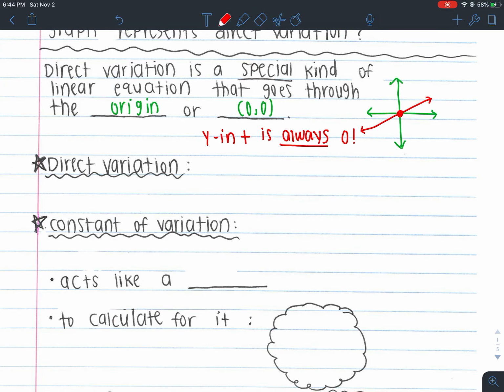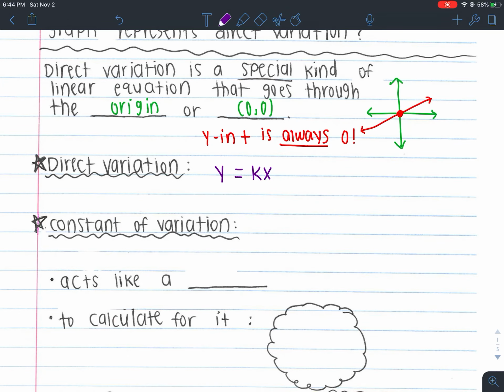Okay, so what does the direct variation equation look like? Well, the direct variation equation looks like y equals kx, or y equals mx. It looks very similar to y equals mx plus b, but our b is 0, so that's why we don't write it. So it'd be like y equals mx plus 0, but you don't really need to write plus 0. We're going to refer to it as kx, just so that we don't get those two mixed up. So we're going to use y equals kx for direct variation.